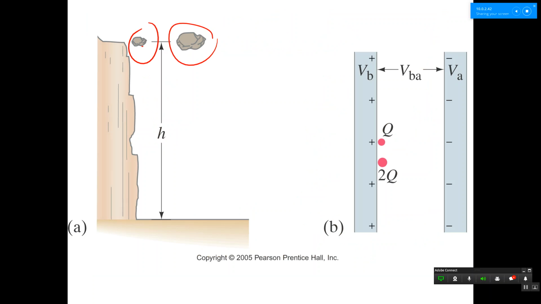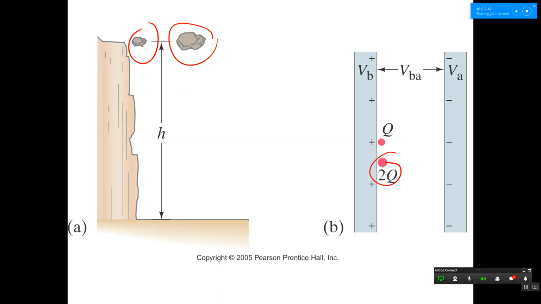So again, here I have my two boulders. We all agreed that the bigger boulder is going to have a higher potential energy. And out of our two charges here, they have to fall, quote unquote, toward the negative plate, and they're at the same distance. So which one's going to have more potential energy? Not the heavier one, but the more charged one. I guess it could be heavier too, but it's not determined by its mass, it's determined by its charge. So we're going to say that the 2Q is going to have a higher potential energy.